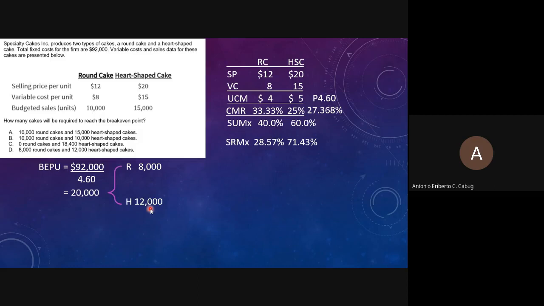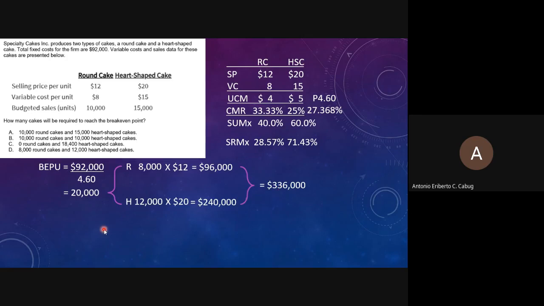Heart shape, 12,000. If you are asked for the sales revenue, there are two ways. You can actually multiply both by their corresponding price. Round shape, $12. Heart shape, $20. Giving you revenues of 96,000 for round shape, 240,000 for heart shape. 96K plus 240K, $336,000. This is the break-even point in sales revenue.